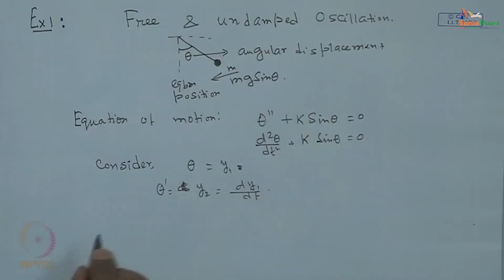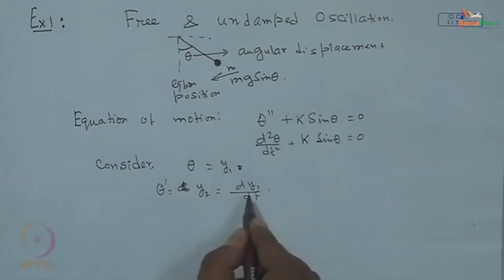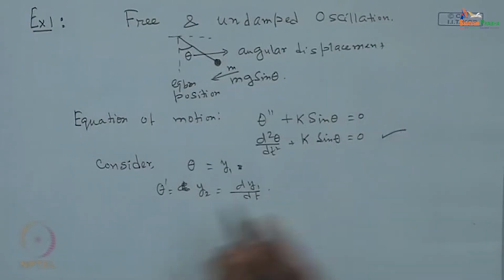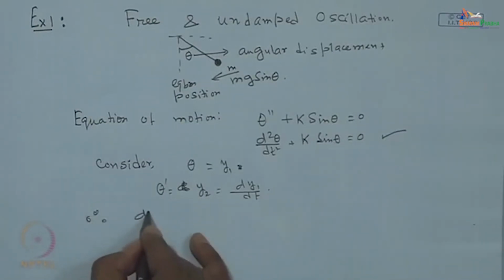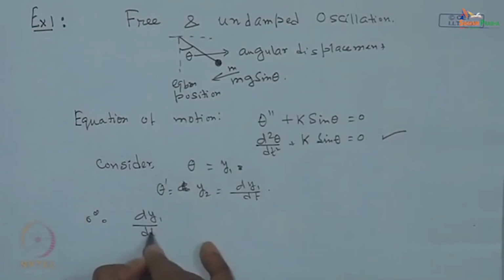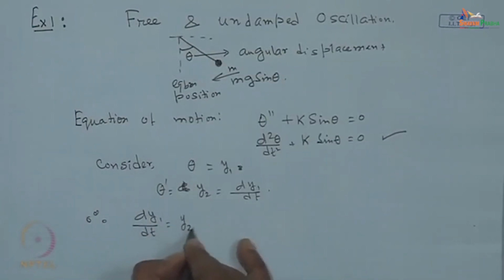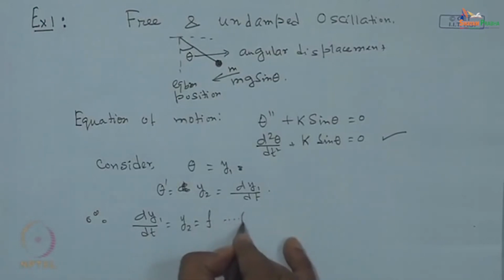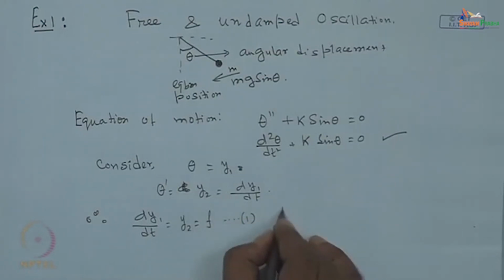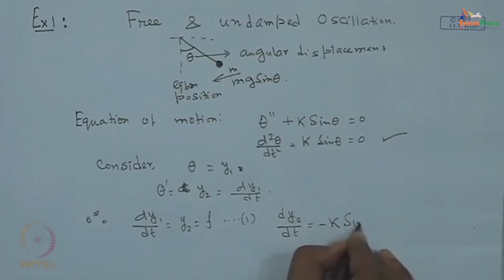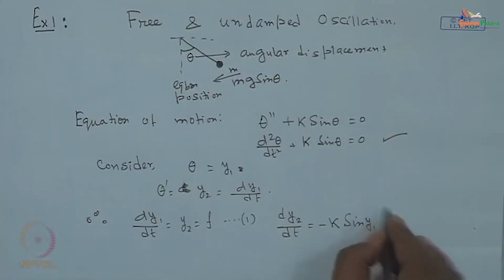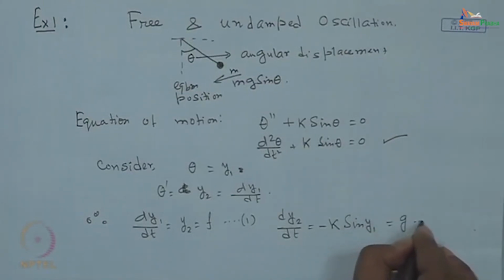By defining this, we can break down the equation of motion into two equations. The first equation, equation 1, is dy1 dt equal to y2, which is equal to f. Equation 2 is dy2 dt equal to minus k sin y1, and that will be equal to g.